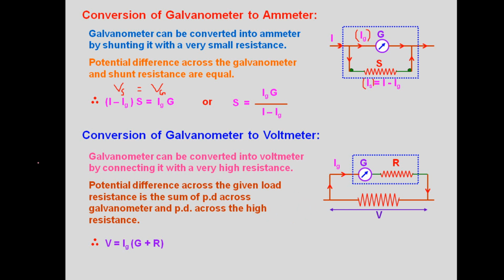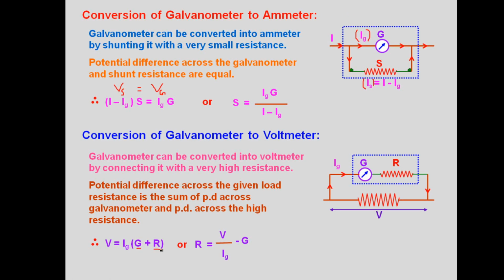This is because G is the resistance of the galvanometer and R is the high resistance connected in series. So total resistance is R plus G multiplied by Ig. So R can be written as V upon Ig minus G. So this is basically the conversion formula for galvanometer into ammeter or voltmeter. Now let's discuss the comparison between ammeter and voltmeter.